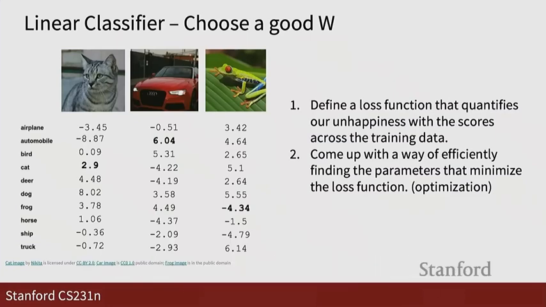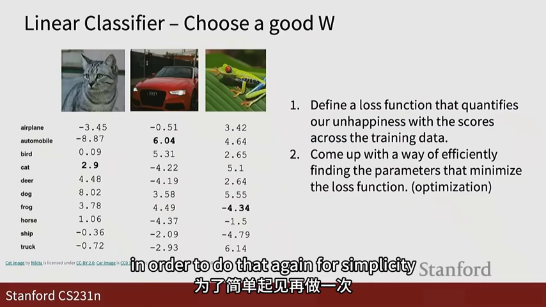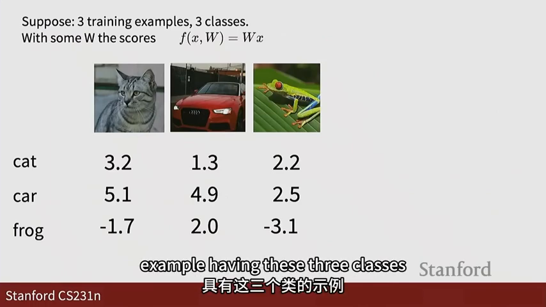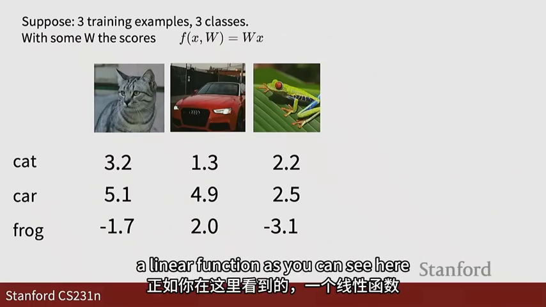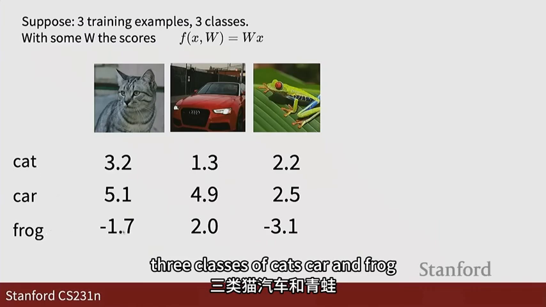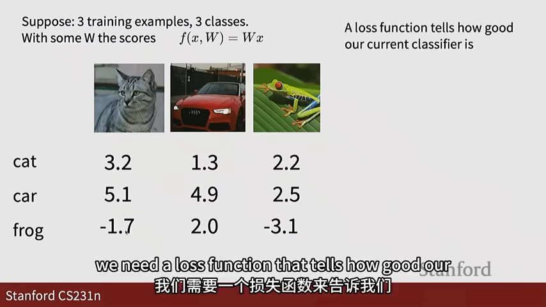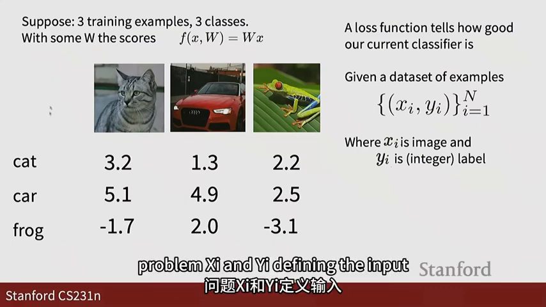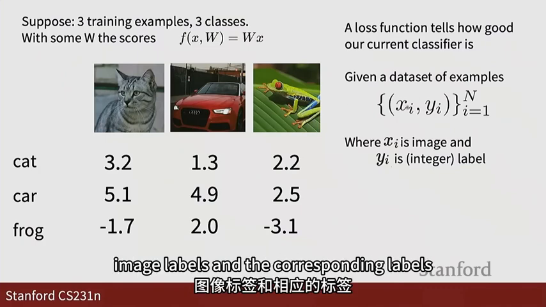And in order to do that, again, for simplicity, let's look at an easier example, having these 3 classes, a linear function, as you can see here, and the 3 classes of cat, car, and frog. We need a loss function that tells how good our current classifier is. And in order to do that, we need to parameterize the problem, xi and yi defining the input images and the corresponding labels.